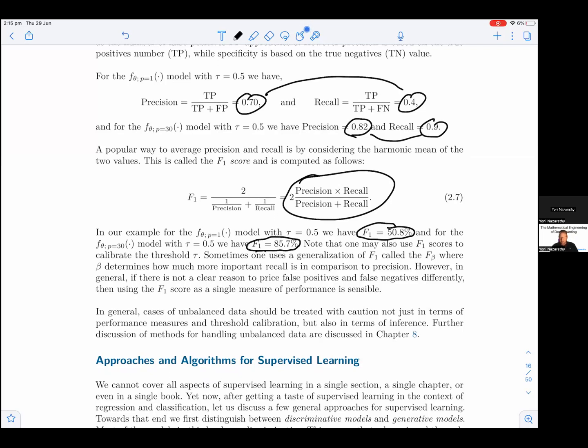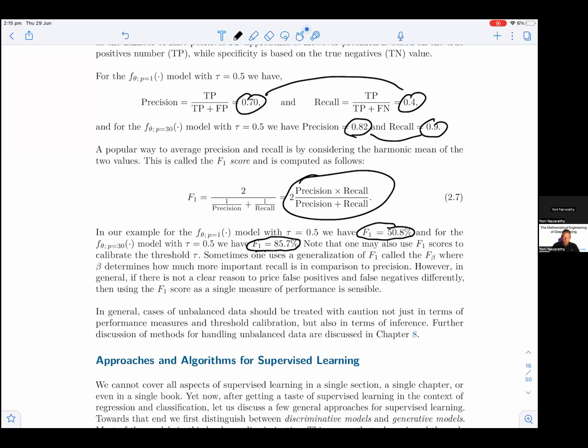Sometimes one uses a generalization of F1 called the F sub beta, where beta determines how much more important recall is in comparison to precision. However, in general, if there's not a clear reason to price false positives and false negatives differently, then using the F1 score as a single measure of performance is sensible.